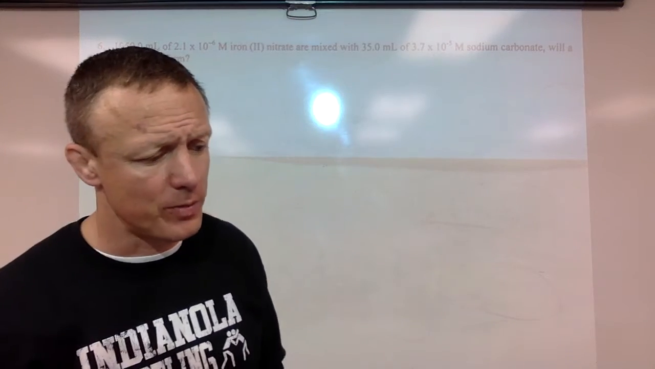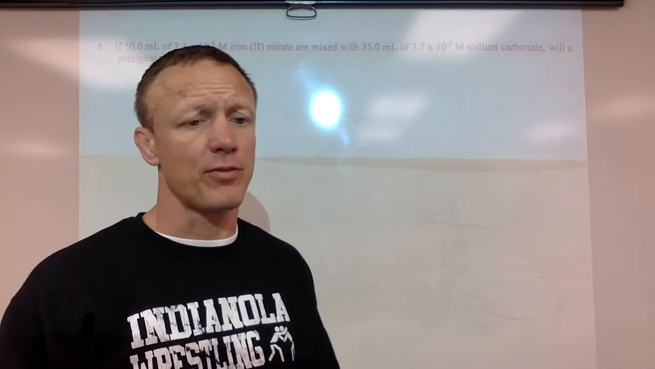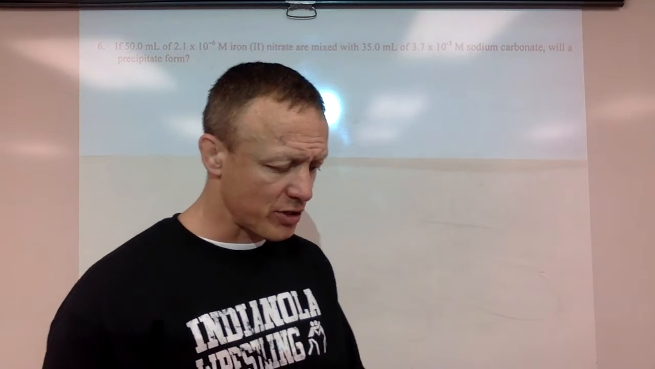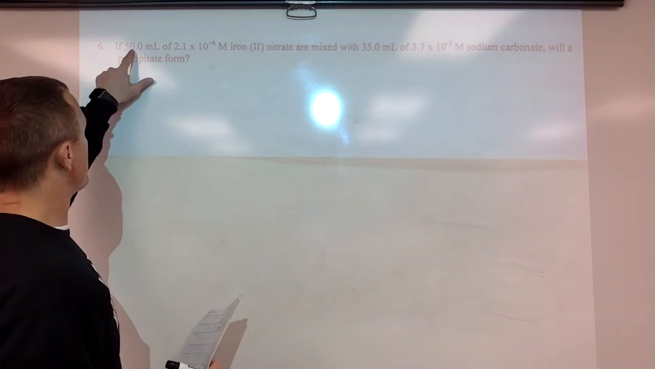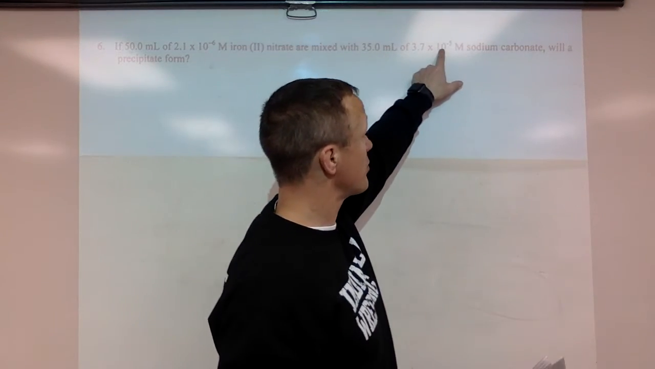This video is going to be problems 6 through 10 on the Introductory Ksp problems. The other video had problems 1 through 5. So number 6 is right here. We're mixing 50 milliliters of iron nitrate with 35 milliliters of this molarity sodium carbonate.